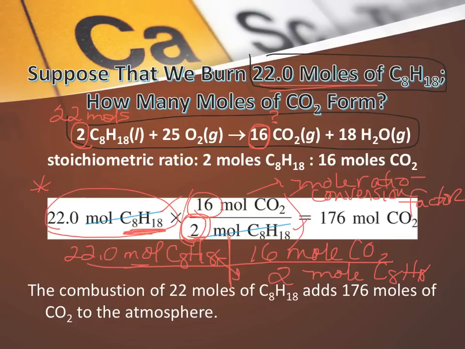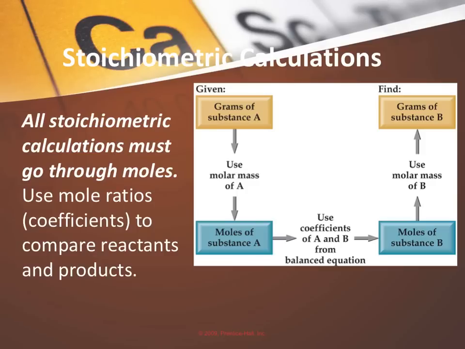So you see now that moles of C8H18 cancels out. It's on the diagonal as it should be. And our math problem now is 22 times 16, all divided by 2. And if you do that math, what you end up getting is 176 moles of carbon dioxide is formed when you burn 22 moles of C8H18.